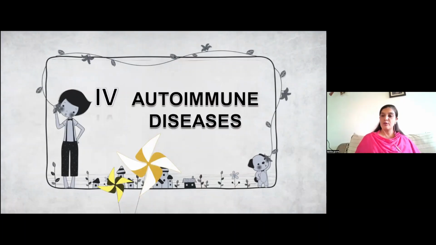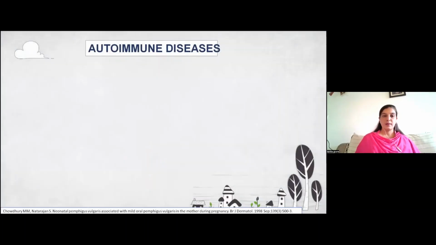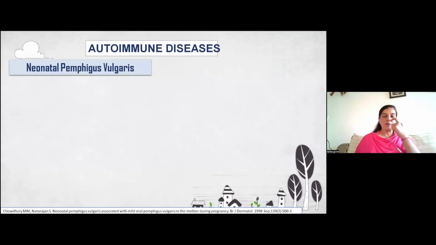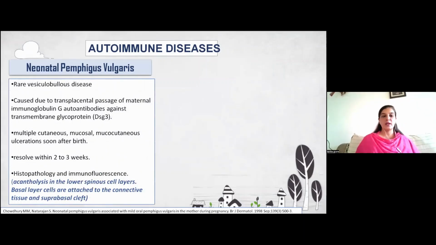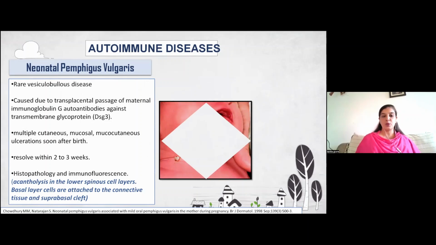Next, lesions because of autoimmune diseases. Neonatal pemphigus vulgaris is rare in occurrence. It is a rare kind of vesiculobullous disease caused due to the transplacental passage of maternal immunoglobulin G autoantibodies. It presents as multiple cutaneous, mucosal or mucocutaneous ulcerations soon after birth, but it resolves in 2 to 3 weeks' time. The identification could be through histopathology and immunofluorescence methods.